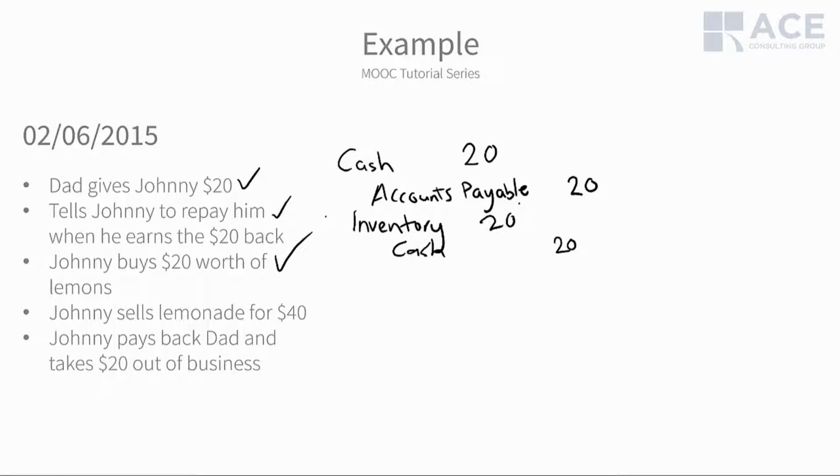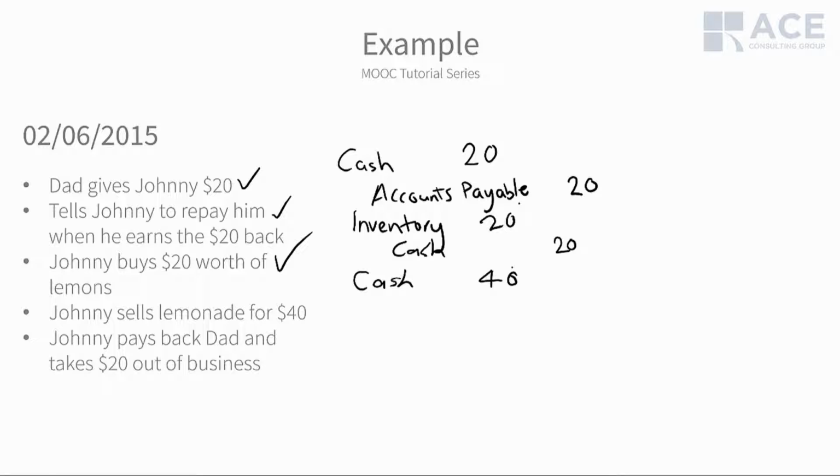Okay, so the next transaction is a little bit tricky. It's actually a two-part transaction, and it will make sense once you see the entire transaction listed out. So Johnny sold the lemonade for $40. So we know that $40 of cash came in.